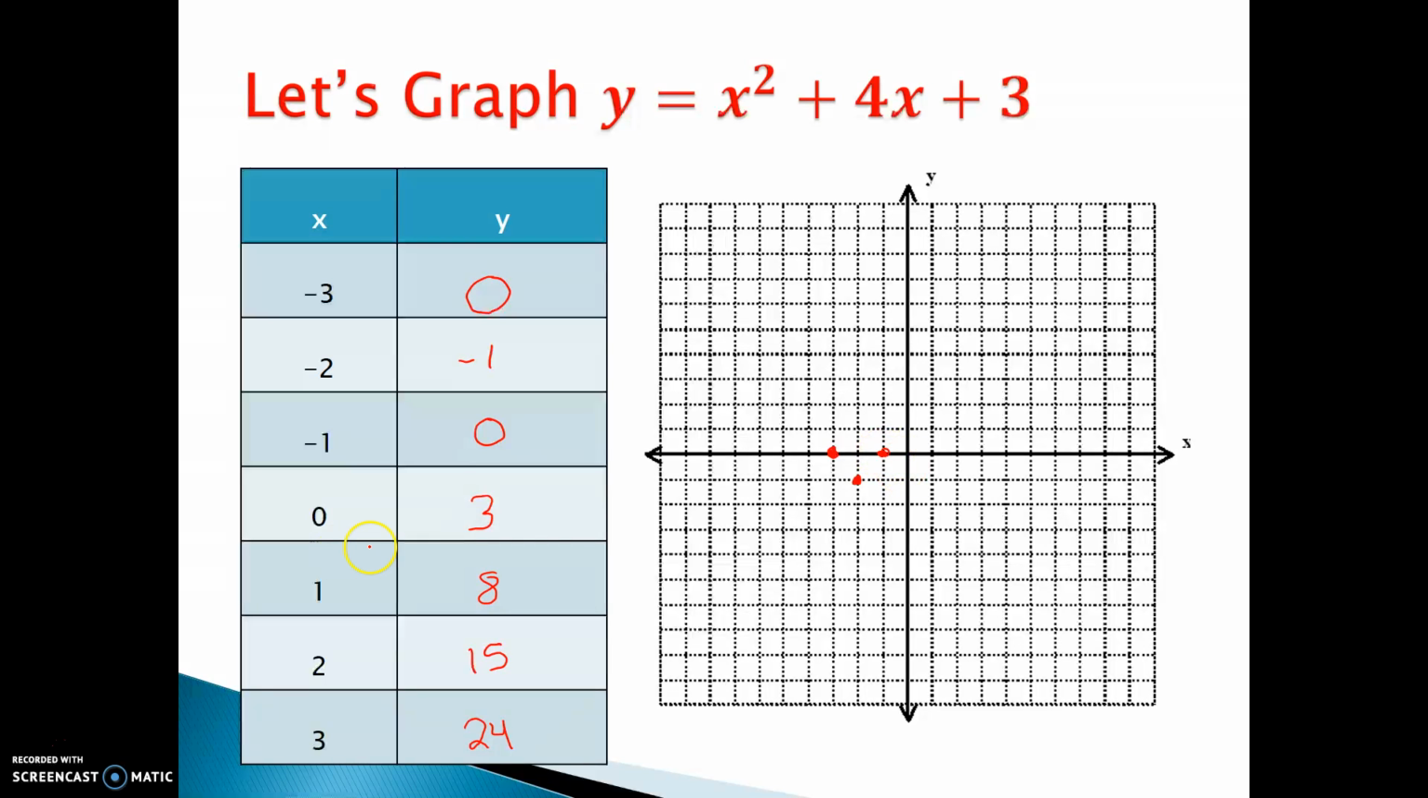Next one would be 0, comma 3. So I stay at 0 and I go up 1, 2, 3. I can actually already start to see my parabola form. The next one would be 1, comma 8. So I scoot over 1 and I go up 1, 2, 3, 4, 5, 6, 7, 8. Now here, guys, if I tried graphing 15, that would shoot way out of my screen, and 24 even more. So I'm going to stop right there.